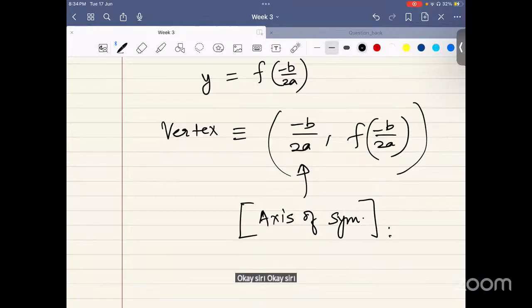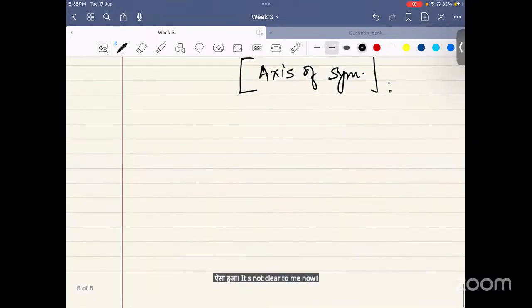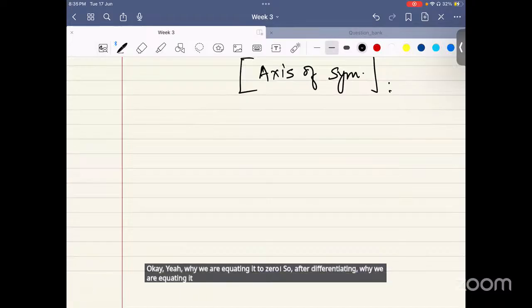Okay, no problem. Sir, I have also a doubt. Yeah. Sir, why are we equating dy by dx to 0? It's not clear to me. Okay. Why are we equating it to 0? After differentiating, why are we equating it to 0? That is your question, right? Yes, sir.